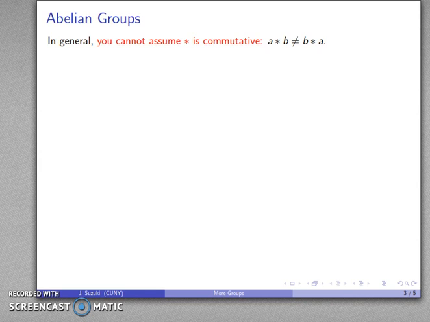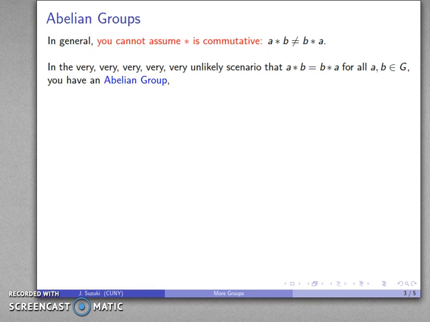Again, one of the most common mistakes in proofs in abstract algebra is to assume commutativity when it doesn't exist. Now, in very rare cases, we do actually have this commutativity, that if I pick two elements in the group, A star B and B star A are going to be the same. Importantly, this is for any two elements of the group.